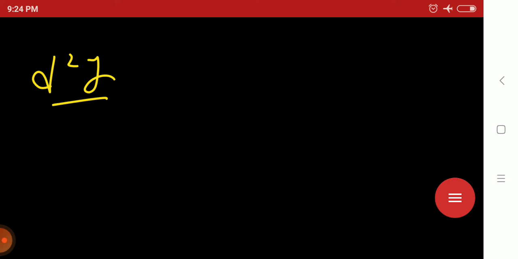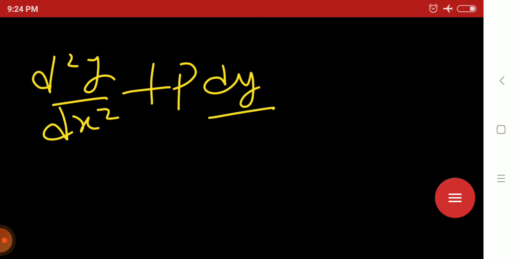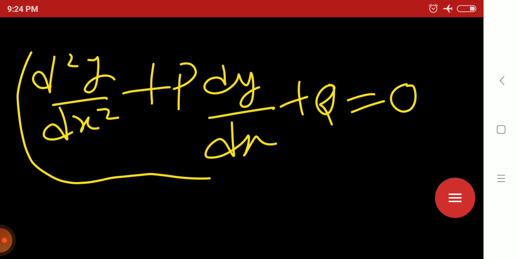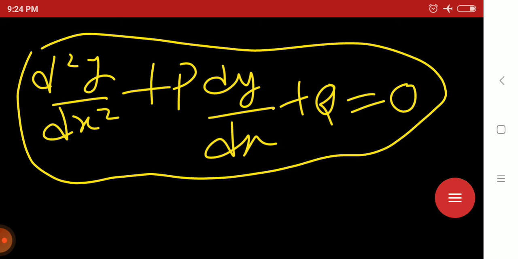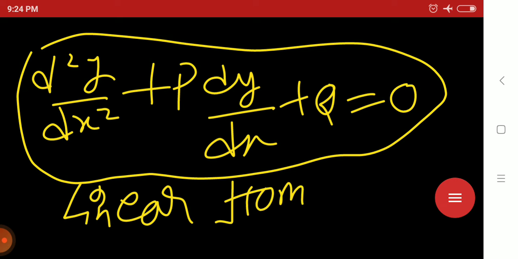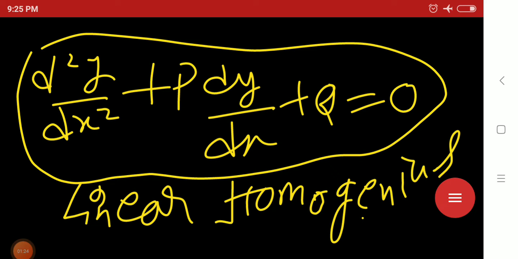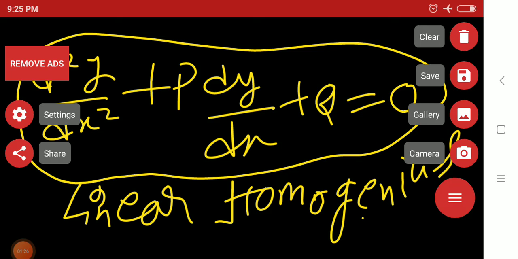So d2y by dx square plus p dy by dx plus q equals 0. This kind of equation is a linear homogeneous second order differential equation. So now how to solve this? Let's start the discussion of the solution.